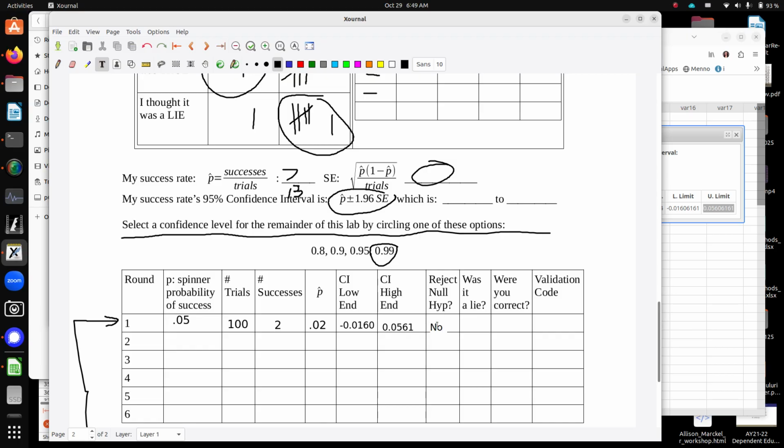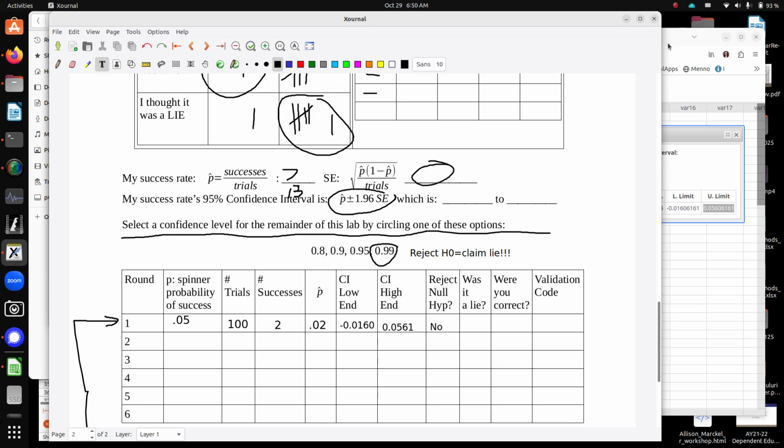Was it a lie? And was it actually a lie? So you have to now go ahead. So I've made my decision. I'm going to say no to reject the null hypothesis, which means I'm not going to reject the null hypothesis. So if I do reject the null hypothesis, I'm claiming it was a lie. But I'm not rejecting the null hypothesis, so no means believe. So I'll just note this here.